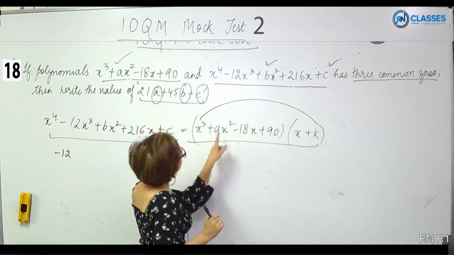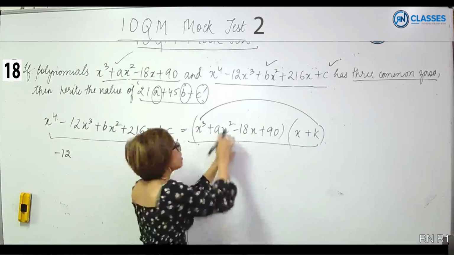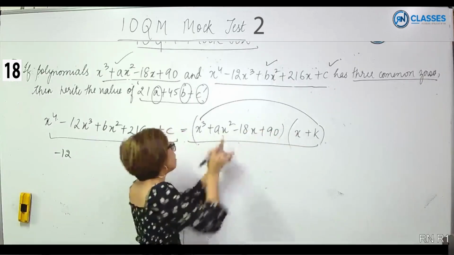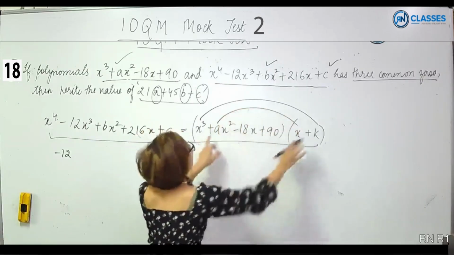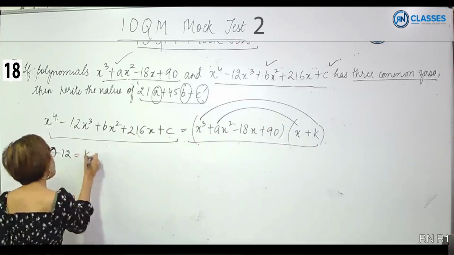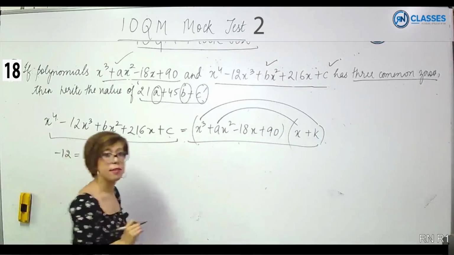Then, let me see whether I can have x cubed from here or not. x square times x gives x cubed, so the coefficient is a. So k plus a is my coefficient of x cubed on the right hand side.